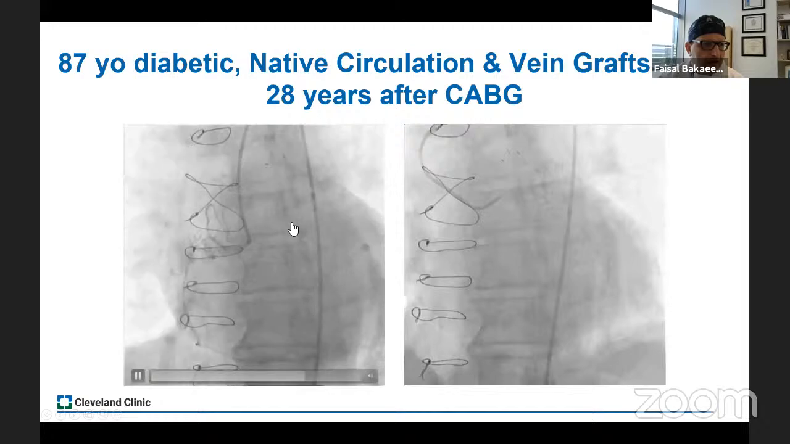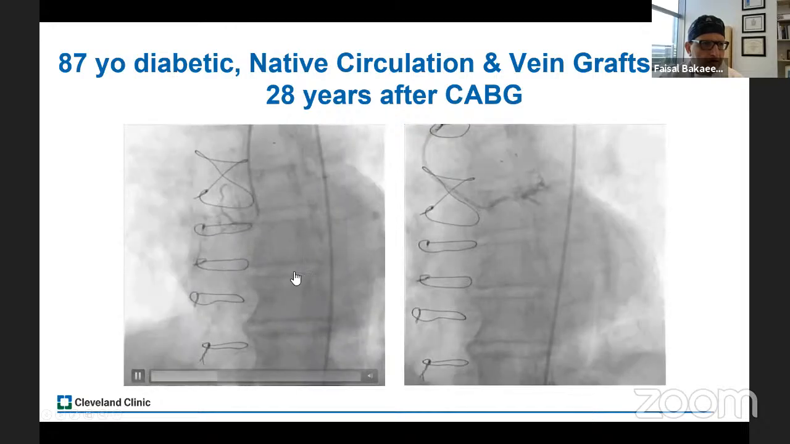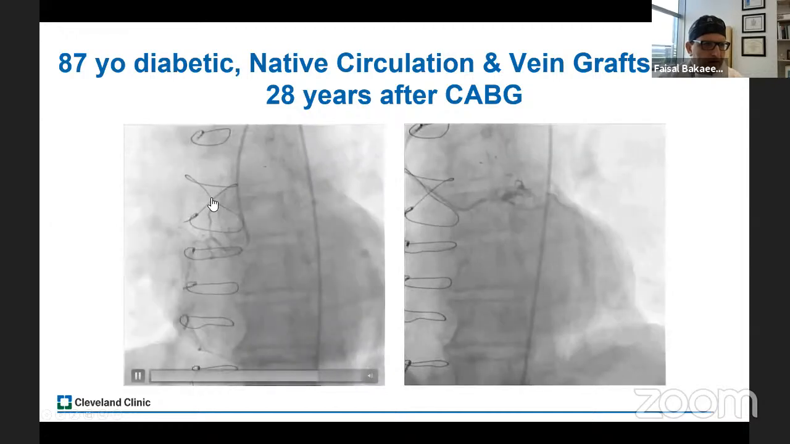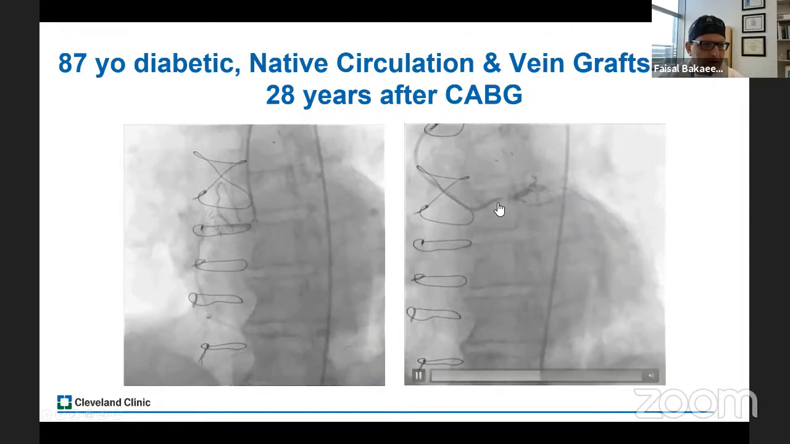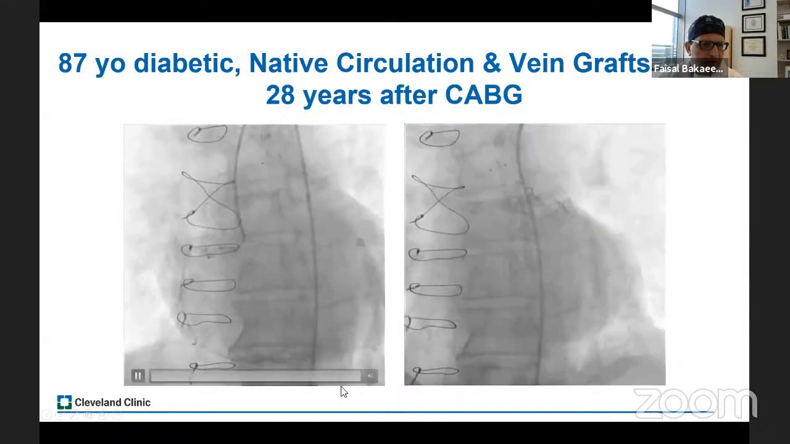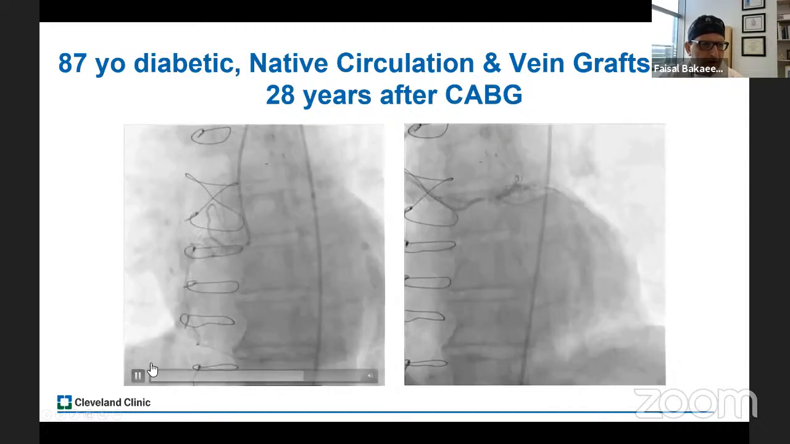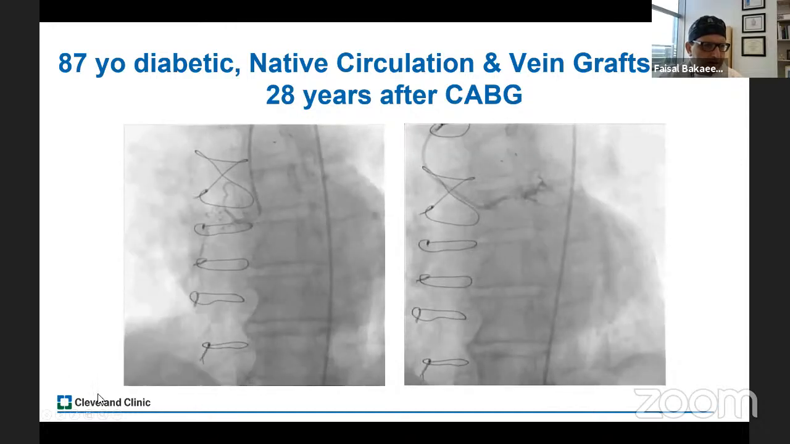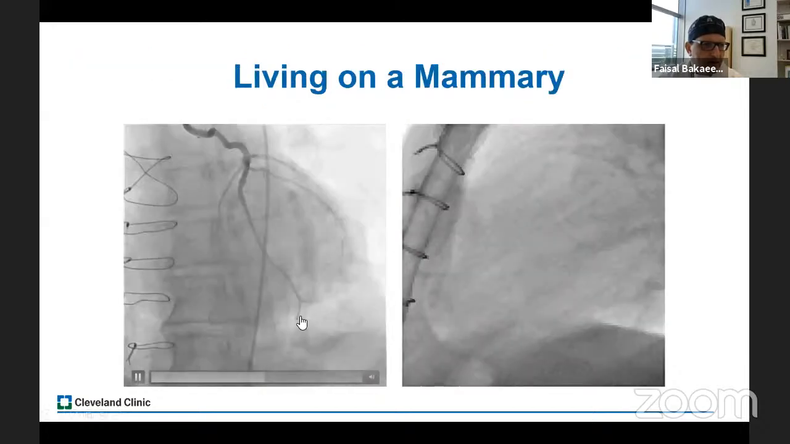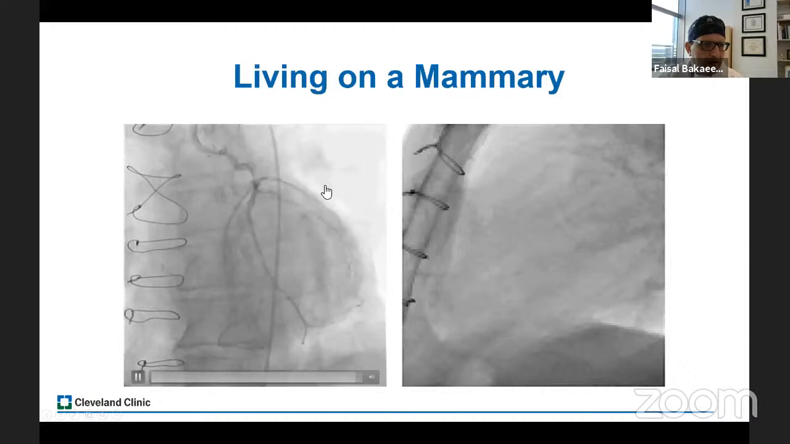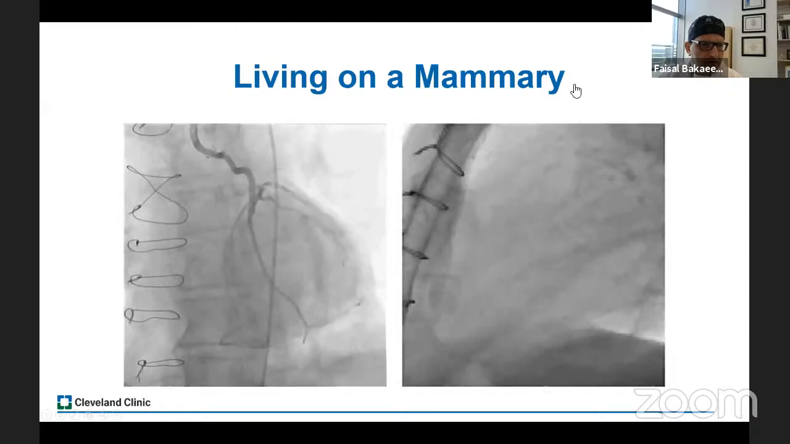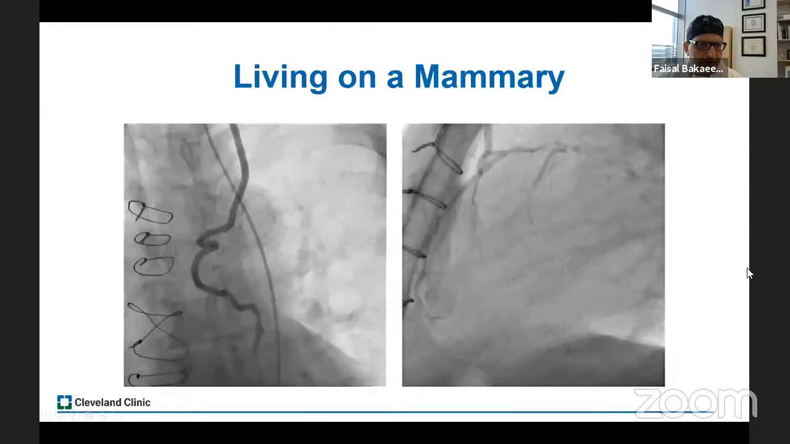And here's a guy that is now 87, diabetic, who had a CABG almost 30 years ago, and the native circulation is, for all intents and purposes, totally gone. The right is occluded and the left main is gone. How is that patient surviving? Well, he's surviving on a single mammary to LAD that supplies the entire heart to diagonals, septals, and collaterals. So you see here on the right side, the whole heart lights up.